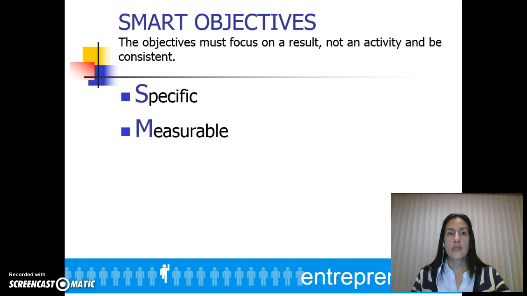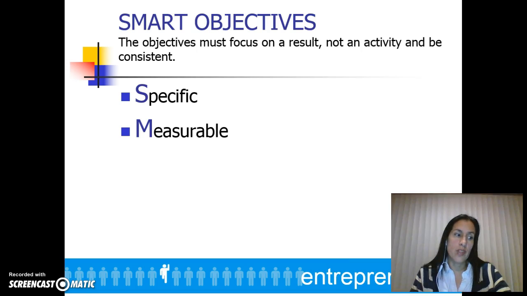The M of SMART is because they have to be measurable. As I told you in your marathon objective, to be measurable, it means that you have to give a time. I have to run the marathon in 30 minutes less than the previous time, in one hour less than the previous time.